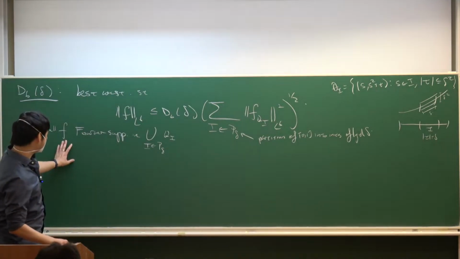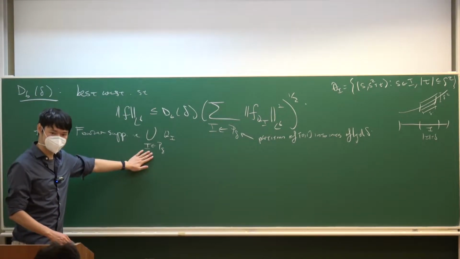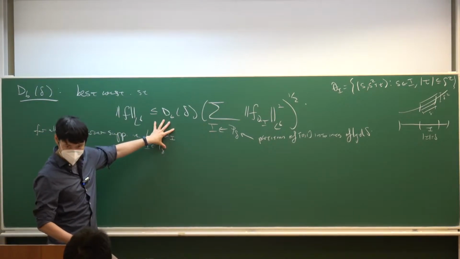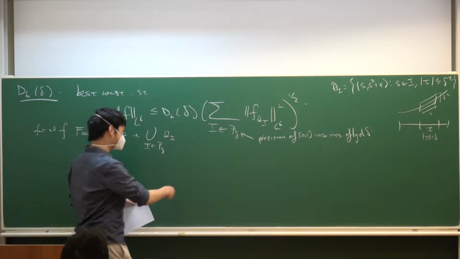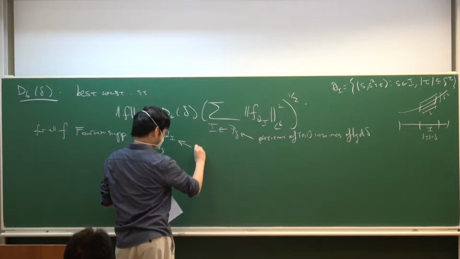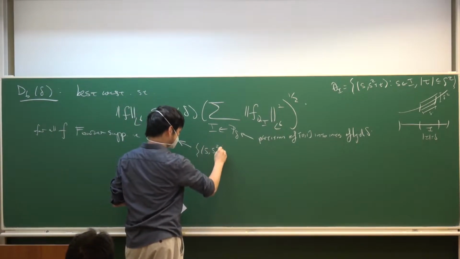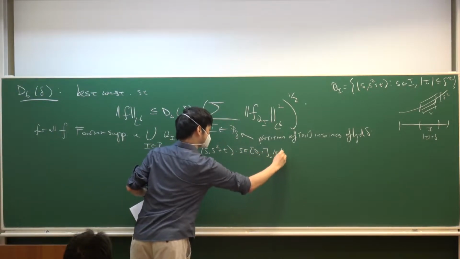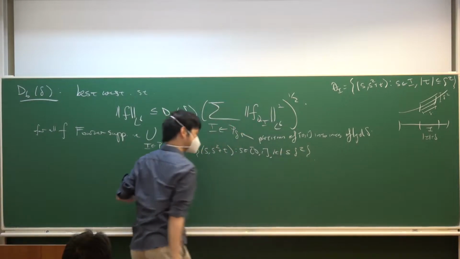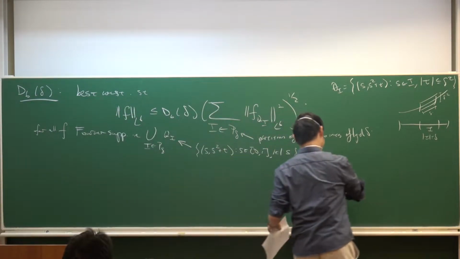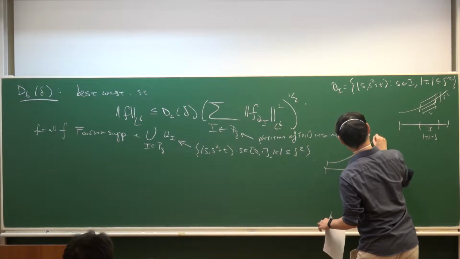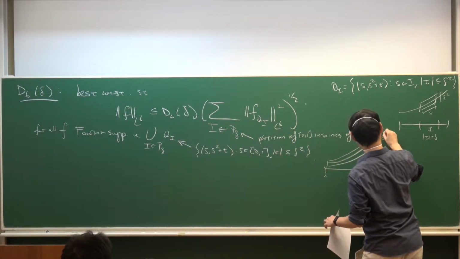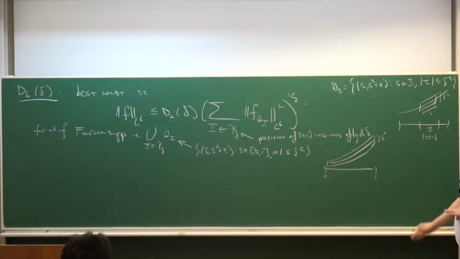And then what does being Fourier supported in this region mean? It means that the Fourier transform of f is supported in this set. And remember what this set is: this is the delta squared neighborhood of the piece of parabola over [0,1]. Or if you want to draw a picture, 0, 1, delta squared. Okay, so that's d6.